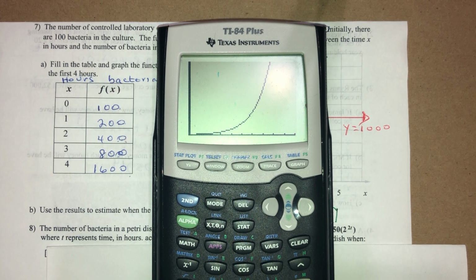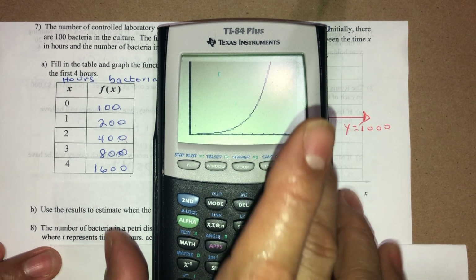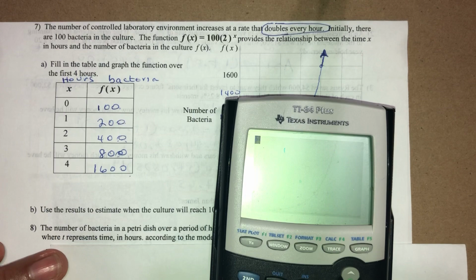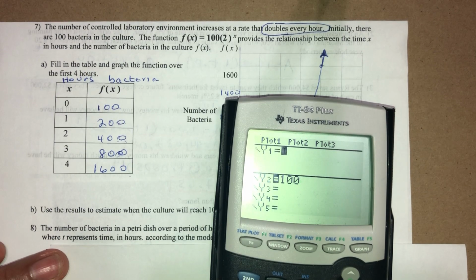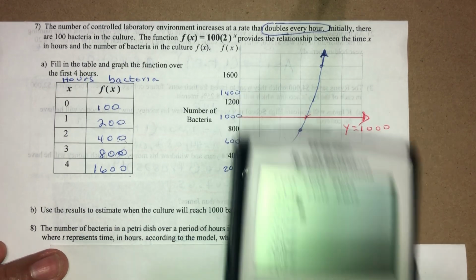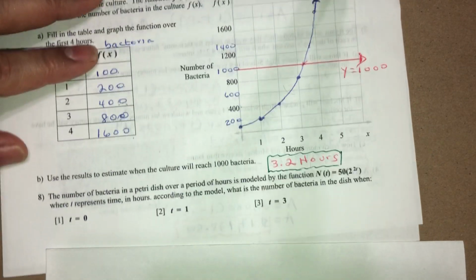Okay, guys, I don't want to waste any more of your time, but you know what? The answer is 3.2. I guess my brain is getting burned too, so you don't have to worry about that. Okay, now let's do this one.